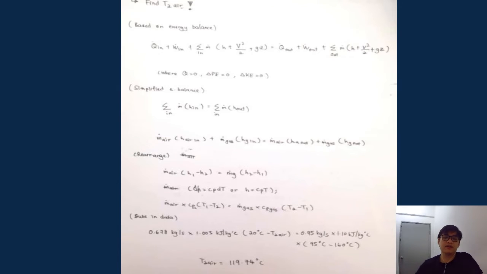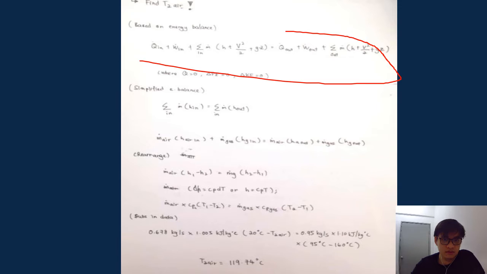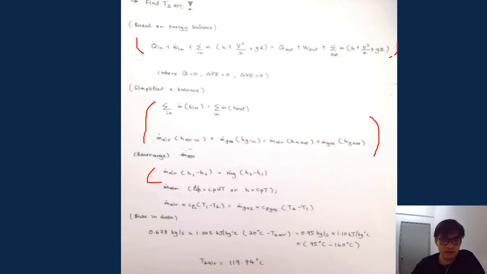After we obtain the mass flow rate of air, we can now find its outlet temperature by using the energy balance equation. We simplified it into this and rearranged it into this, which is mass flow rate of air times its difference in enthalpy of air equal to mass flow rate of gas multiplied with the difference in enthalpy of gas. We also knew that enthalpy is equal to specific heat multiplied with the temperature. So we use this equation here to replace the difference in enthalpy for air.